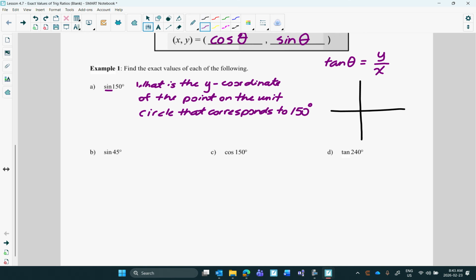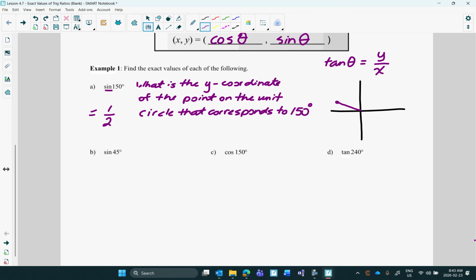Where is 150 degrees? It's the one that's down here. That's where we have negative root 3 over 2, the long side, and positive 1/2. Well, what's the y-coordinate? That's your answer. You're done. That's it.